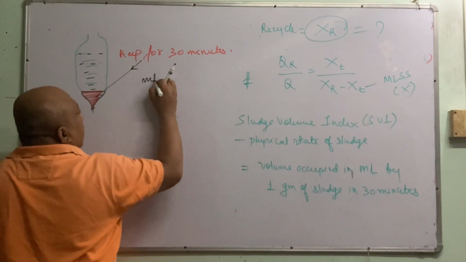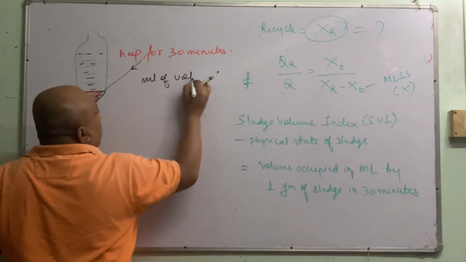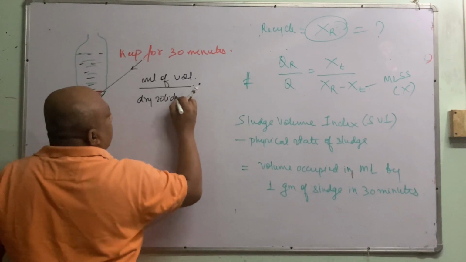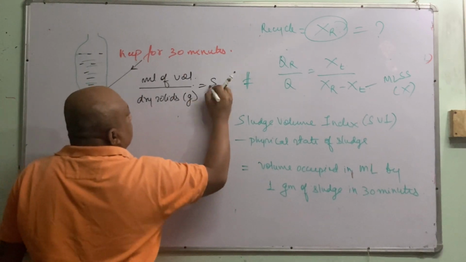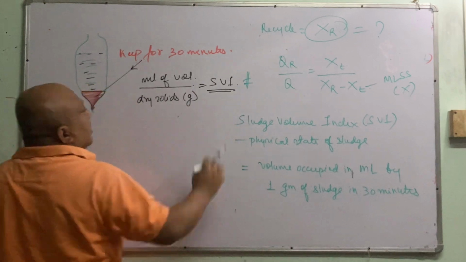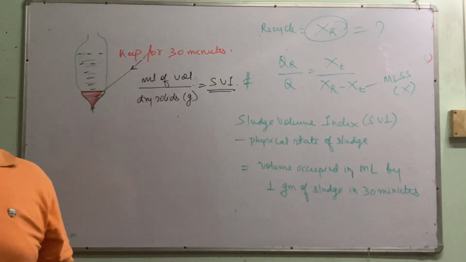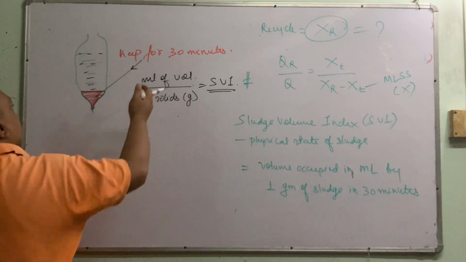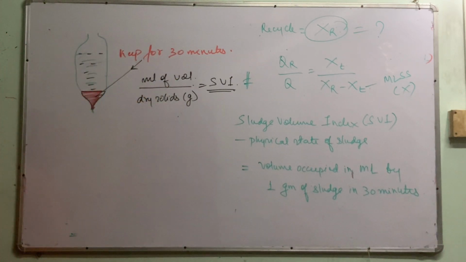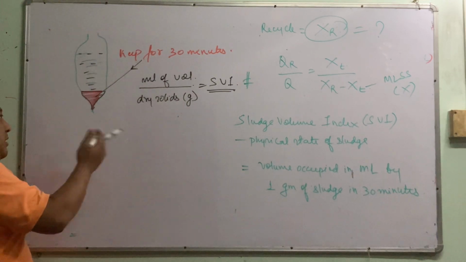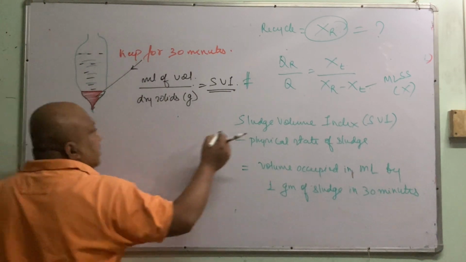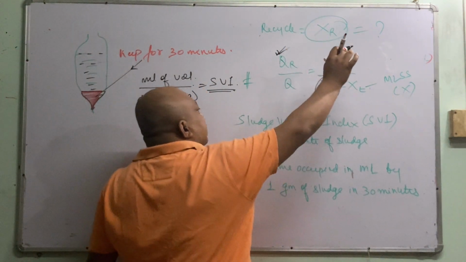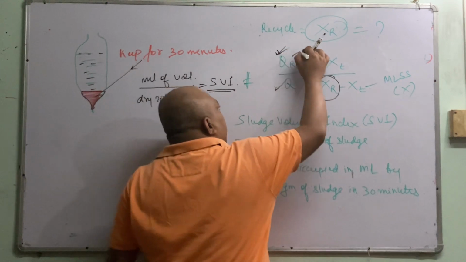This volume in ml divided by dry solids in gram is called the sludge volume index. So this is going to give the physical characteristics of a sludge. If the sludge is very, very light, even in 30 minutes, it will not settle down properly, correct, by 1 gram. Another importance of this is the XR value, this QR: we know how much we want to recycle, or this is what we have to find out.